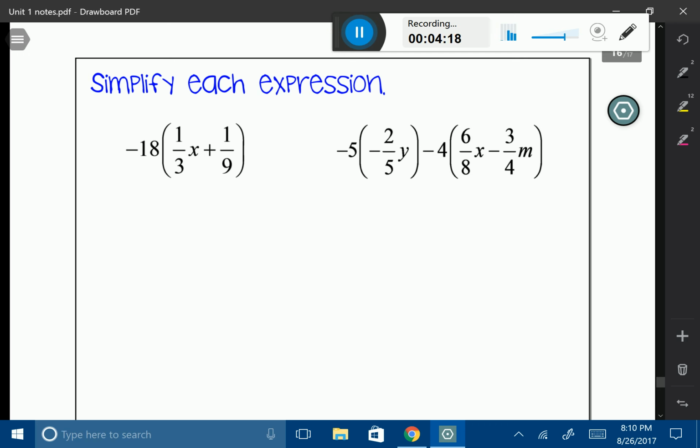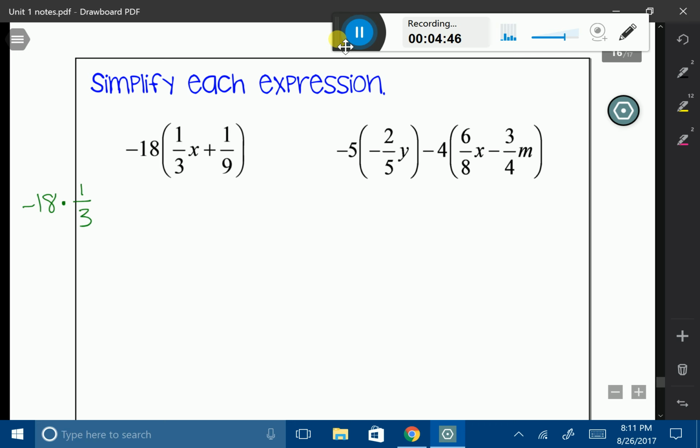Okay, now for some harder ones. They look more challenging just because there's all these fractions and it's kind of ugly, but it's really not that bad because if we know how to multiply fractions, it makes it nice and easy and everything's going to turn into an integer. So if you look at this first one here, I have negative 18 times 1/3. I'm just going to write that over here on the side. I'm going to say negative 18 times 1/3.